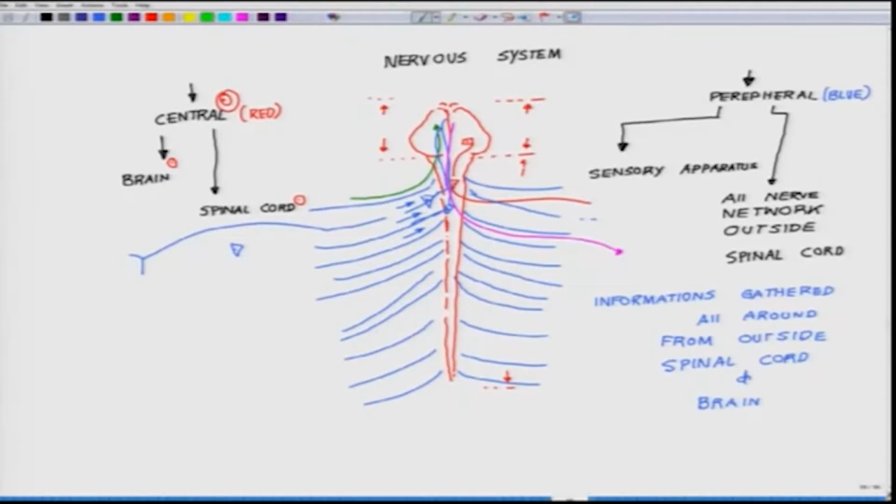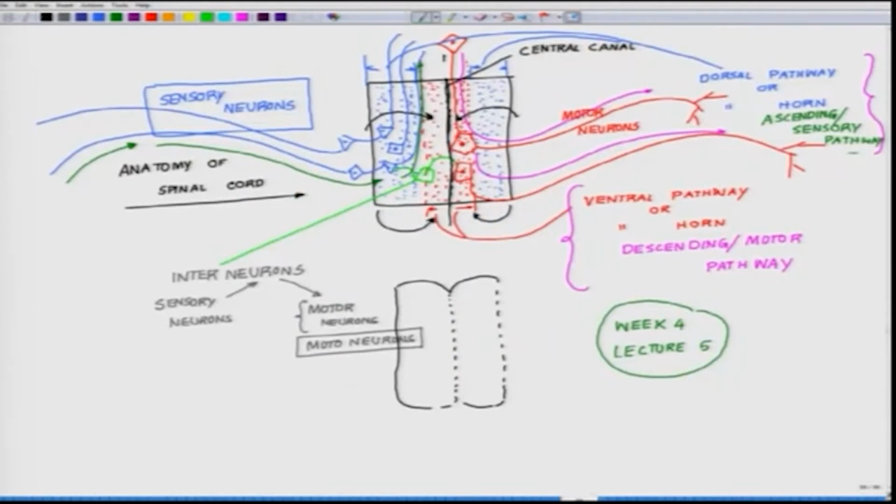So, if you remember, this is what I have covered with you: the central nervous system, brain and the spinal cord, and the peripheral nervous system, all the nerve network outside the spinal cord, where information is gathered from outside and sent to the spinal cord and brain. This I have already shown you. And then I have told you about the motor neuron pathway, the dorsal pathway, the ventral pathway, the descending pathway and all this stuff. Okay. So, part of the anatomy I have already covered.